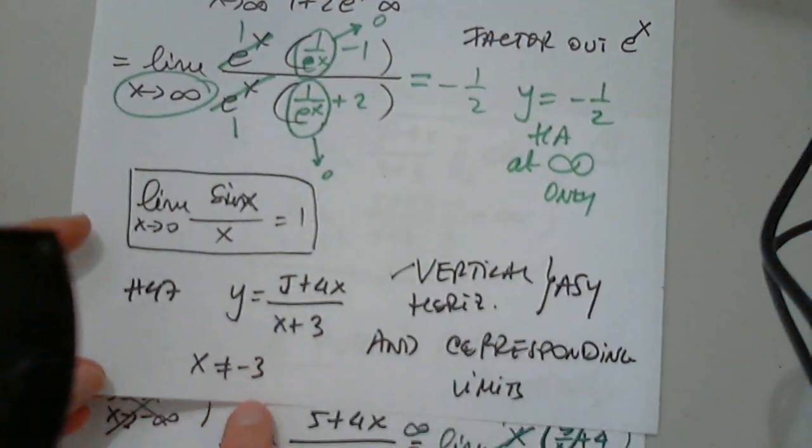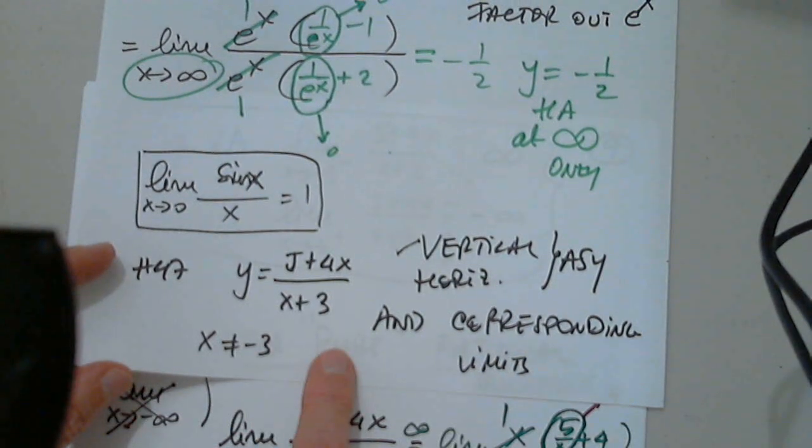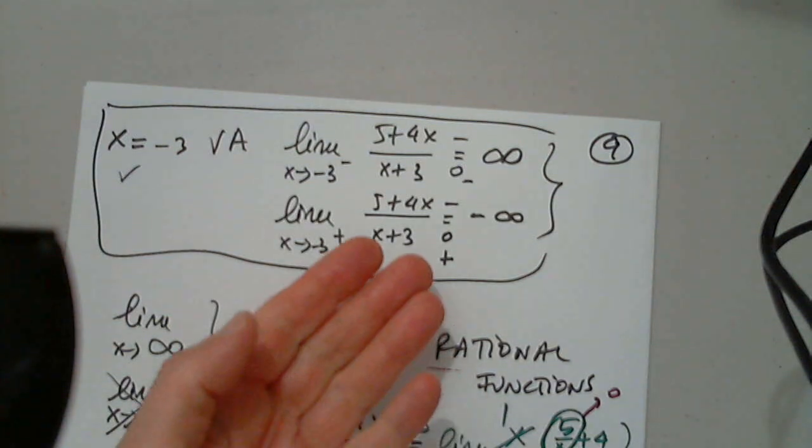Before, we didn't know why. We just said, oh, it's undefined. It must be a vertical asymptote. But now we know the explanation why. This is what we learned in this class.